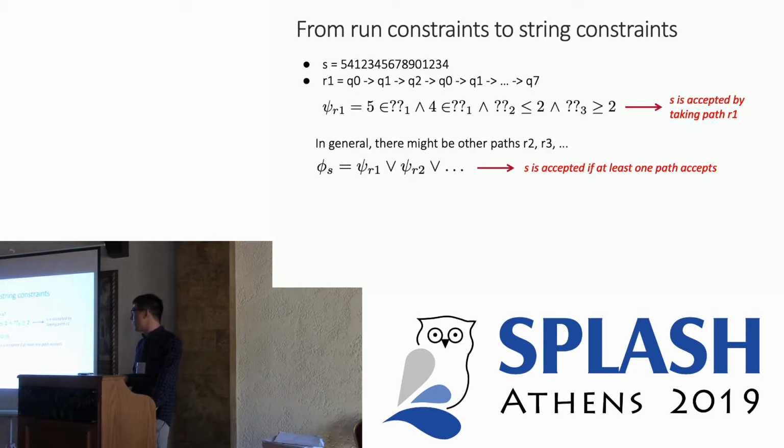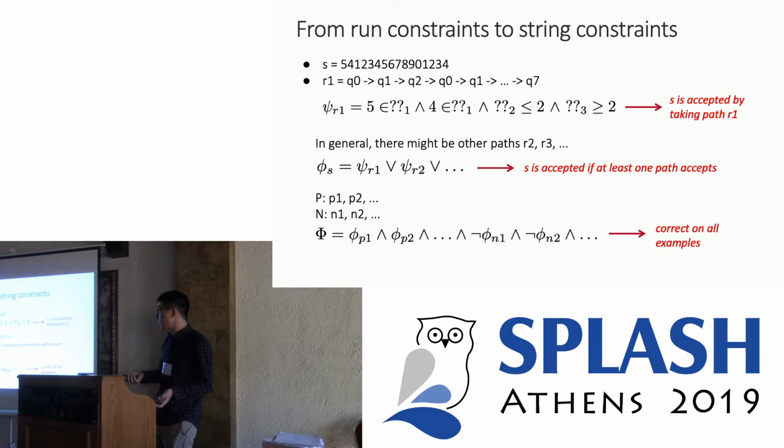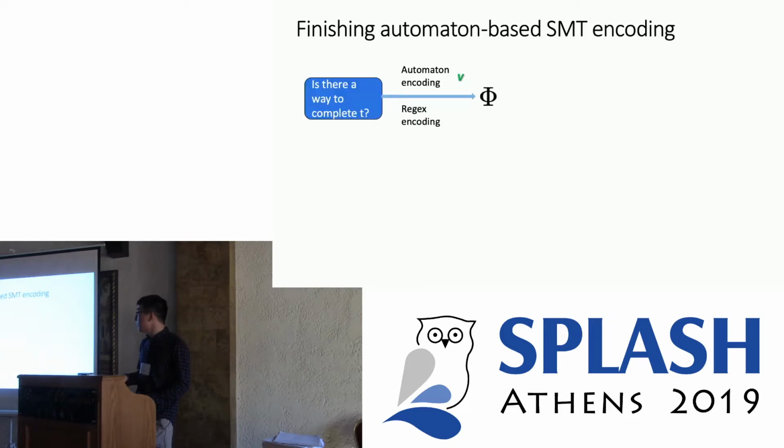In general, a string could be accepted by taking many different paths, like R2 and R3. So phi S denotes that if S is accepted by any of these paths, then S is accepted. And for the whole repair problem, there are many positive and negative examples. And the capital phi is the final constraint we generated. It reads that every positive example, P1, P2, and so on, is accepted, and each negative example is rejected. So we just finished the automata-based SMT encoding.